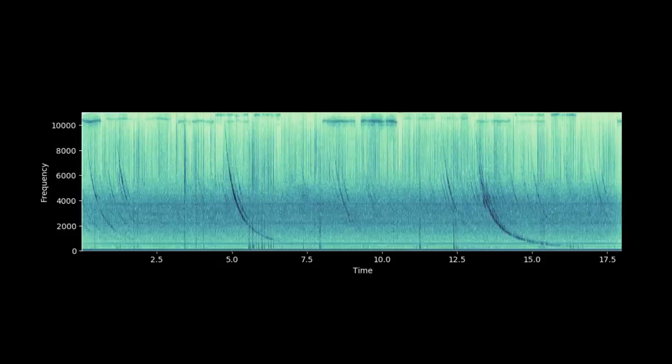You hear that descending tone that sounds like a sci-fi laser gun? Yeah, that is lightning on the other side of the Earth.